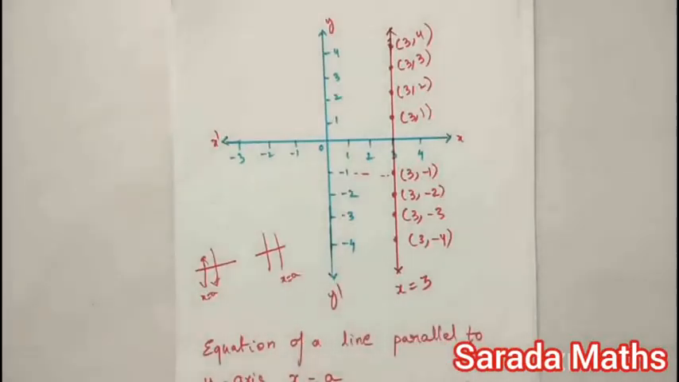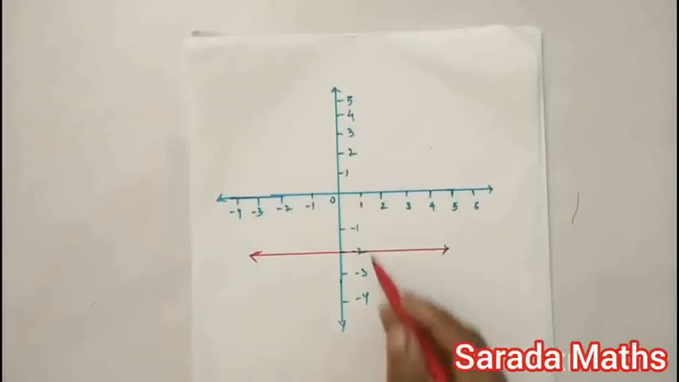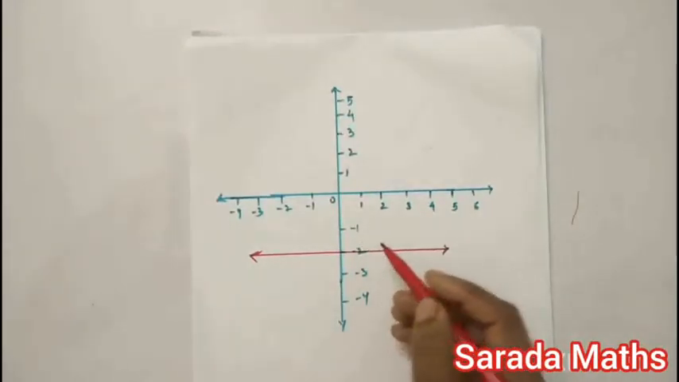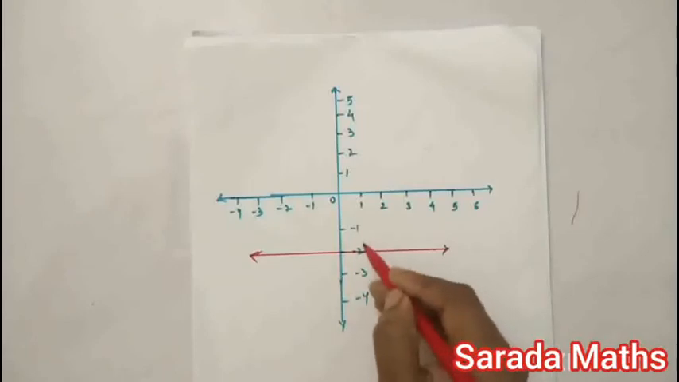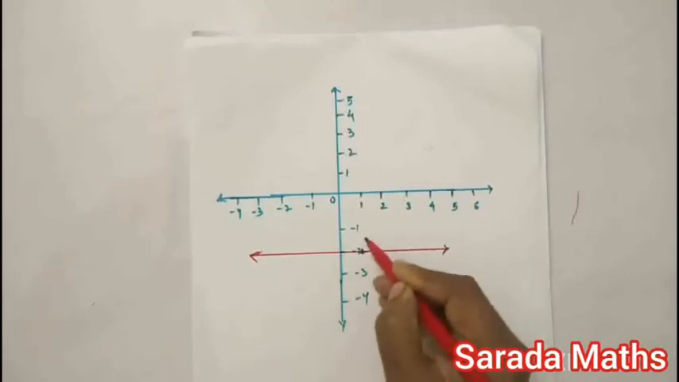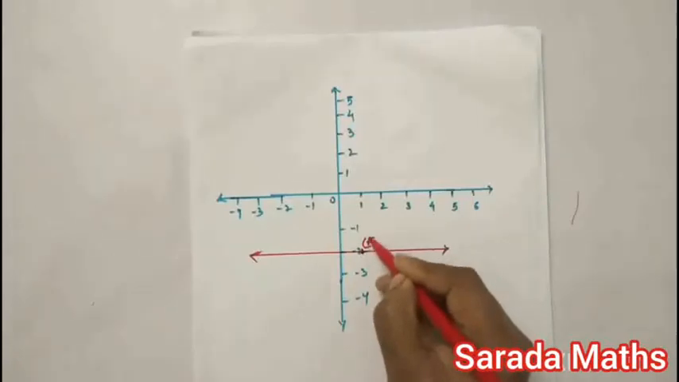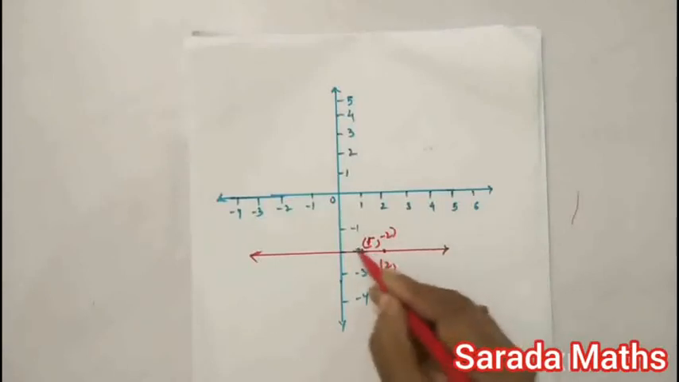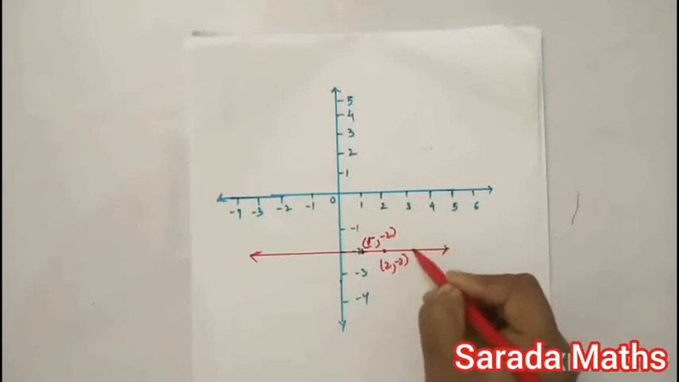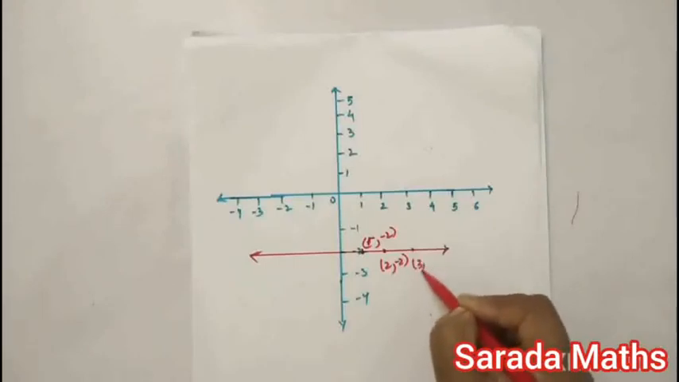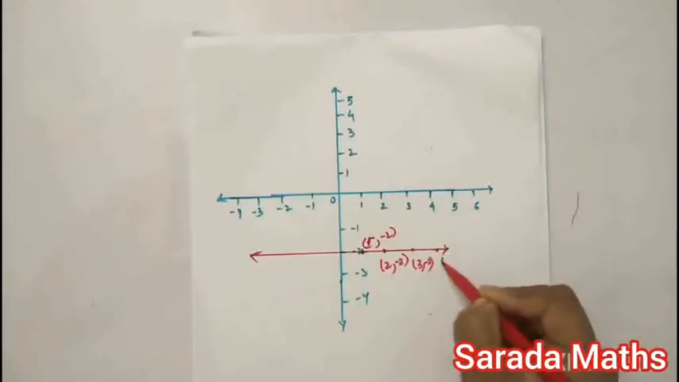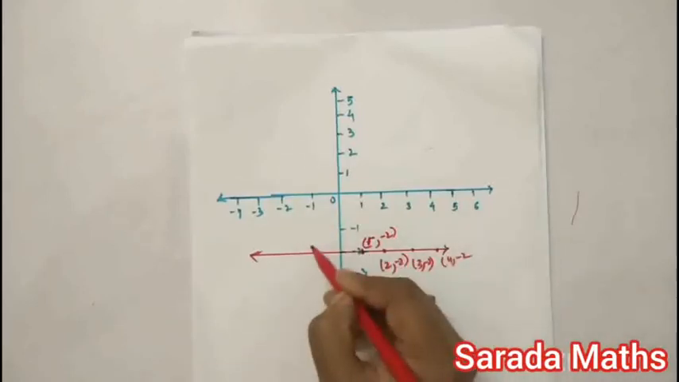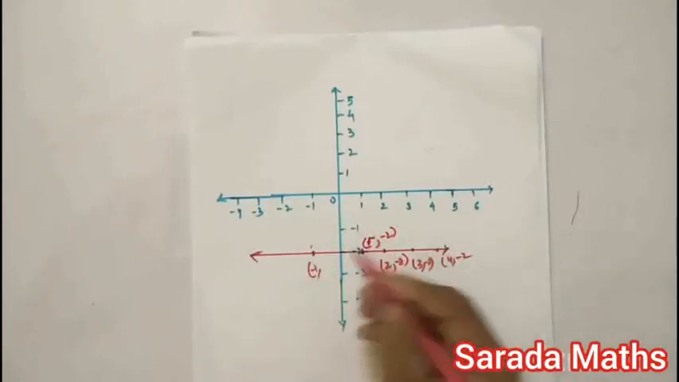Okay. Now let us study the case of a line parallel to x axis. If you observe in this graph, suppose the graph is given like this. The point here will be 1, minus 2. Here x is 2 and y is minus 2. If you observe this point, x is 3, y is minus 2. If you observe this point, this is 4, minus 2. If you observe this point, this is minus 1, minus 2.